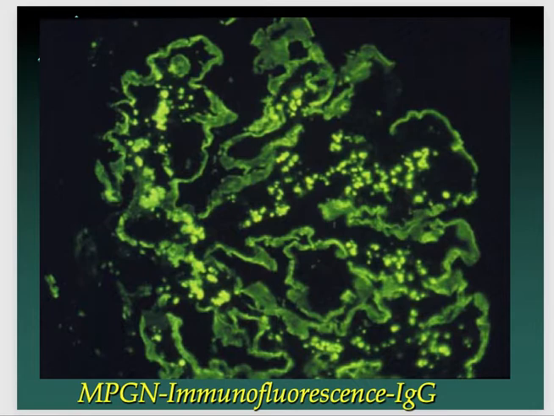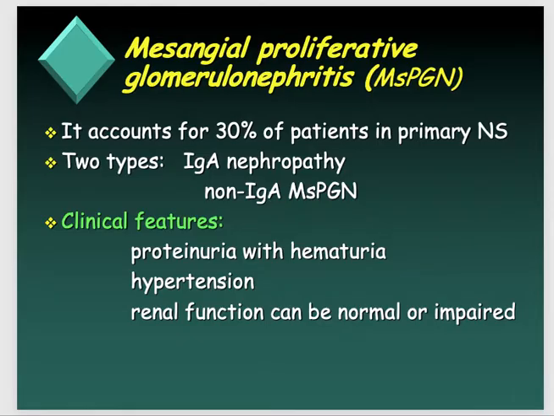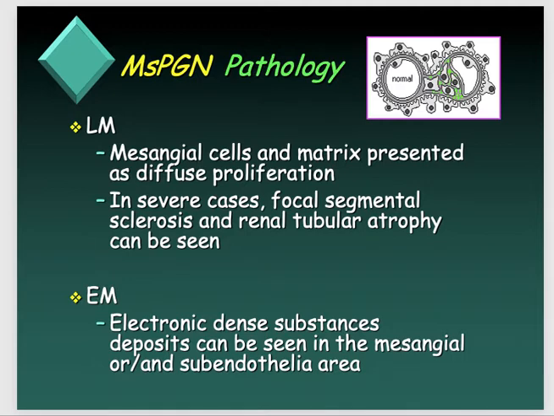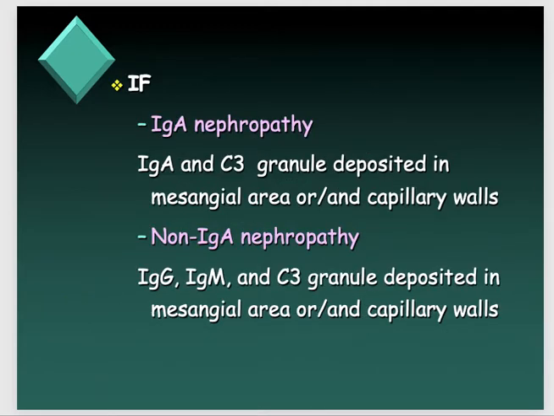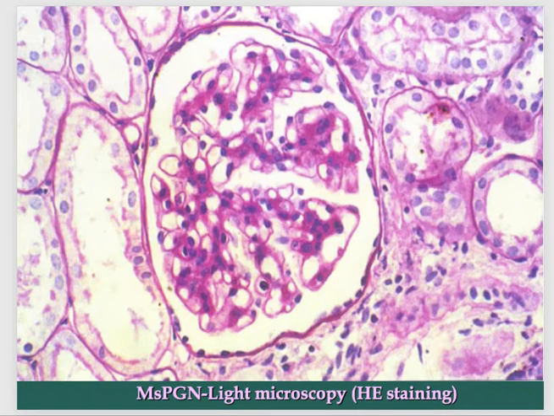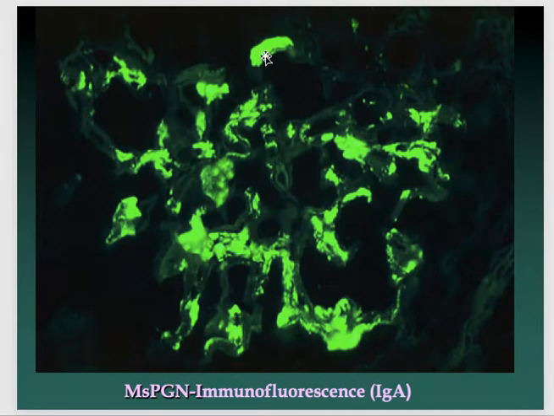Proliferative glomerulonephritis. It has two types, IgA and non-IgA. What is happening in these patients is simply this pathology. When we do immunofluorescence, we can see IgA depositions like this. Simply, these immune complexes can be seen.